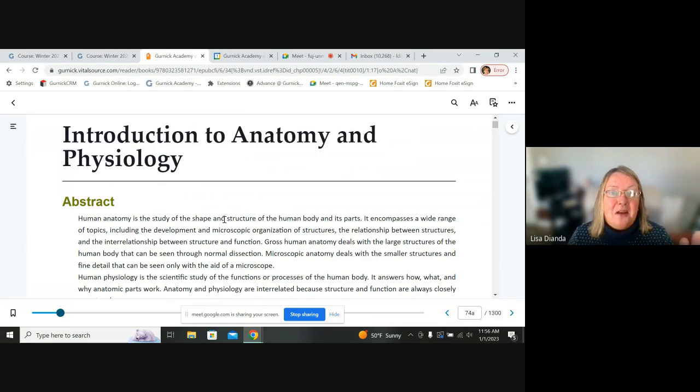Just stop there. What does that mean? You're a human. You're the human body. You're already going to have a reference for so much of what you're about to learn. That will help it sink into you, right? So the more you can listen to what it's saying and then apply it, right? It encompasses a wide range of topics. Anatomy and physiology includes the development and microscopic organization of structures and the relationship between structures and the interrelationship between structure and function. So there you go.